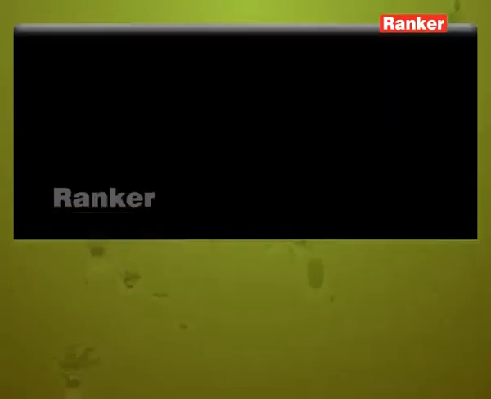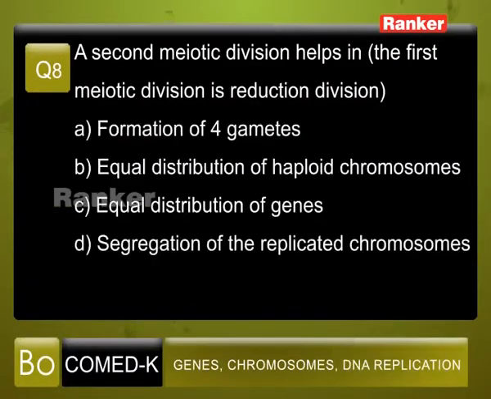Question number 8. A second meiotic division helps in: A. Formation of 4 gametes, B. Equal distribution of haploid chromosomes, C. Equal distribution of genes, D. Segregation of the replicated chromosomes.